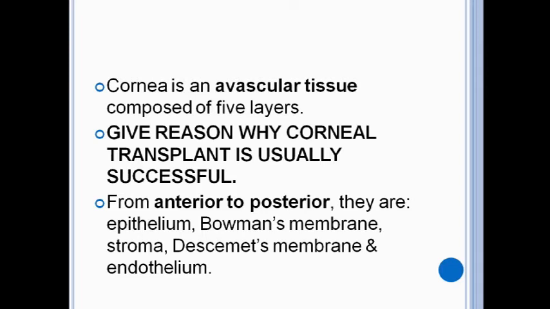Now a question arises here: why is corneal transplantation successful? If you want to answer, you can answer this question. Try to answer why corneal transplant is usually successful. Yes, avascular. No blood supply. That is the main reason why corneal transplant is successful.